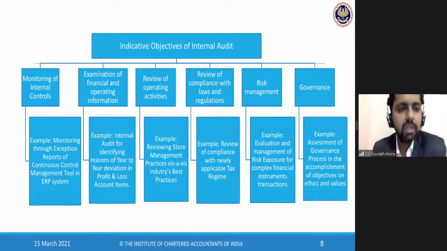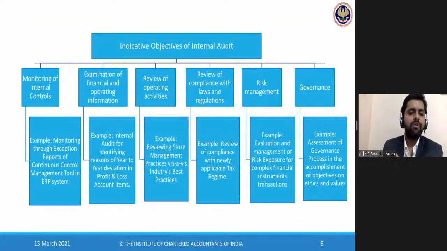That should be enough. So monitoring of internal controls, for example, monitoring through exception reports of continuous control management tool in ERP system. I hope this is not keyword mumbo jumbo for you. Continuous control management tool is nothing, it is a software which is put in your ERP system, which can throw exception reports. For example, you can configure the exception reports of payments above 10 lakh rupees without approval, or payment of more than $5 million with approvals, or export payments above certain amount, and so on and so forth. You can put in all permutations and combinations of exception reports that you want.